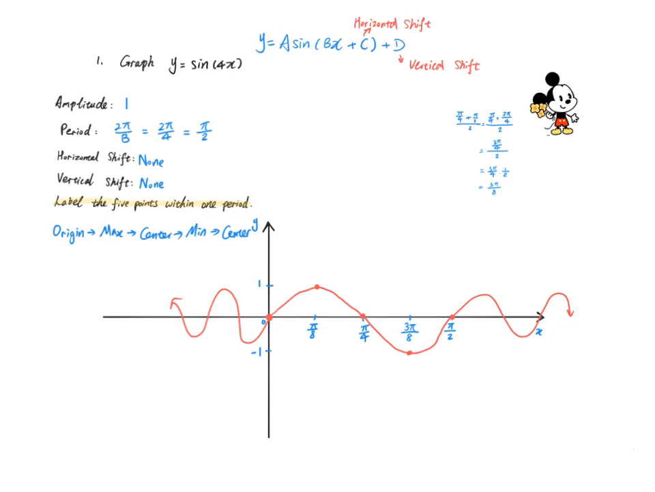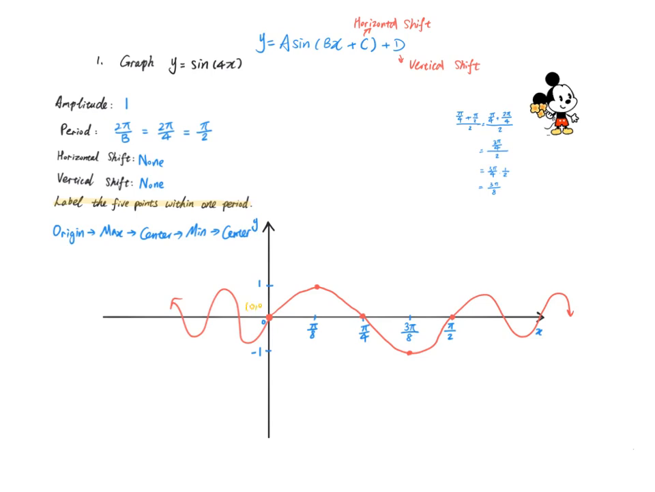Some people back then liked to show me the points, all the maximum points. For example, here's pi over 8, this point, and the next point here, and those points. Those points will not be acceptable. Okay, you have to label the 5 points that are within this interval here, not random points that you could find. Okay, so let's go ahead and do that.